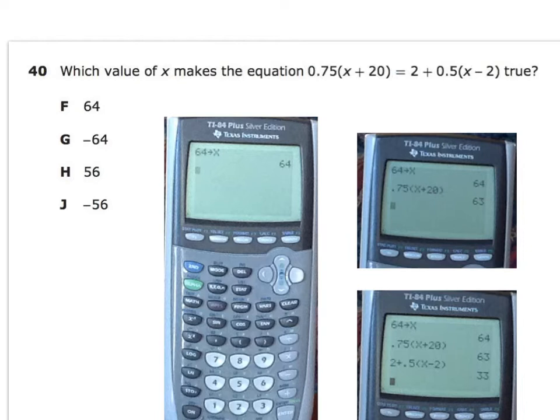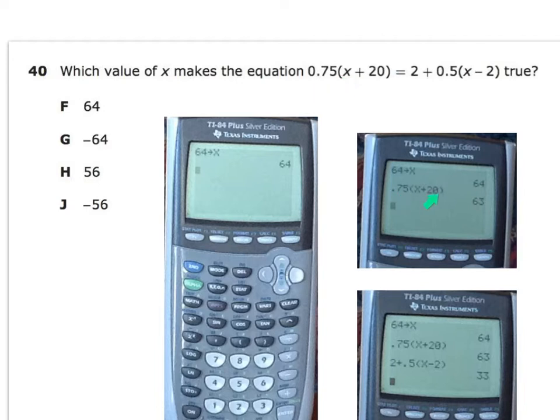And then when I press enter, the calculator says, okay, now every time you use x in an equation, I'm going to use the value 64. Since it wants this side to equal this side, I'm just going to type this side using an x exactly as it is into my calculator and press enter to see what 64 does to this side.